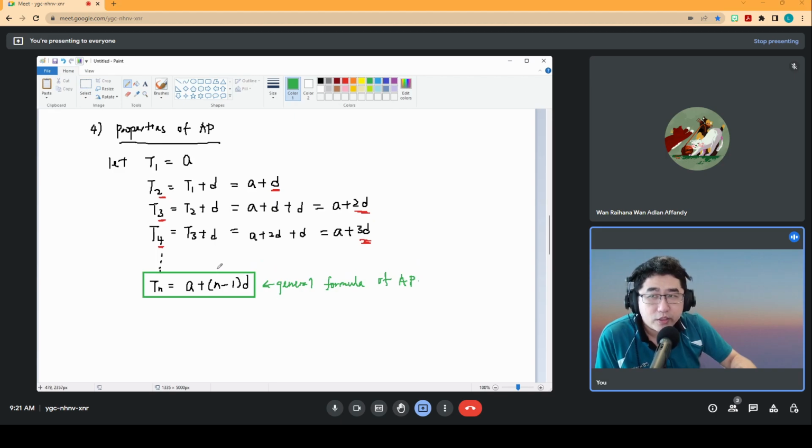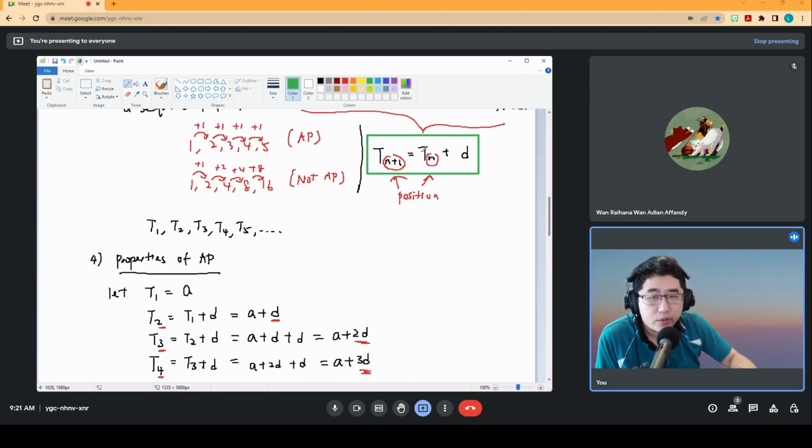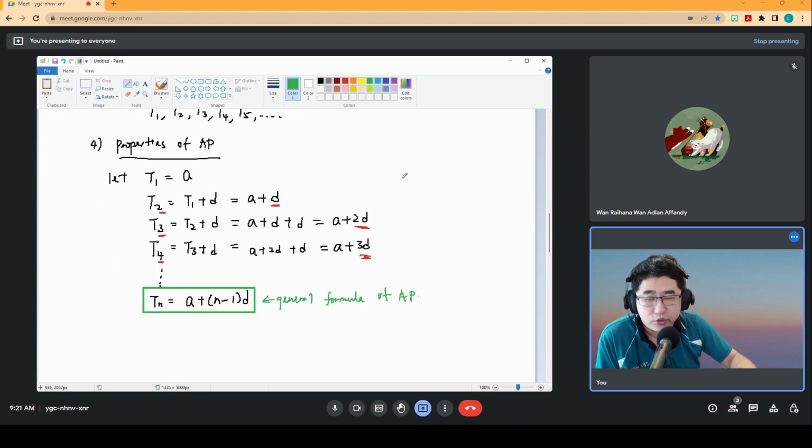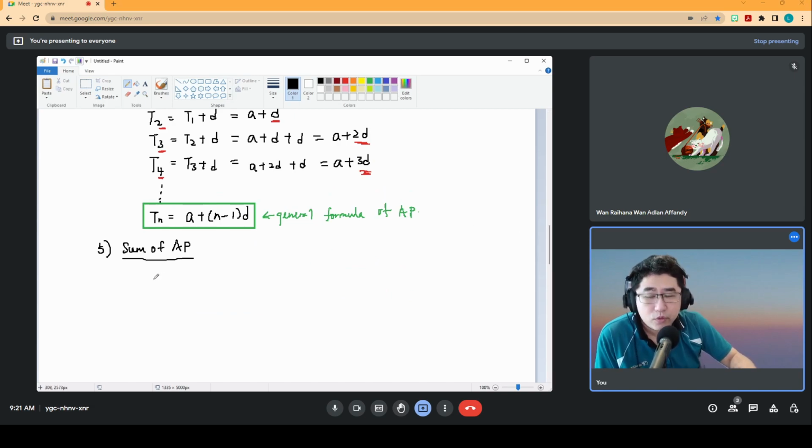So during exam, we actually use all of these different formulas that are in the box to tackle the questions. Number 5, sum of AP. The standard notation that we write for the sum is Sn. What does Sn mean? Sn is the summation from the first term all the way to the nth term. From the first term, you sum up to the nth term. This is the standard notation.